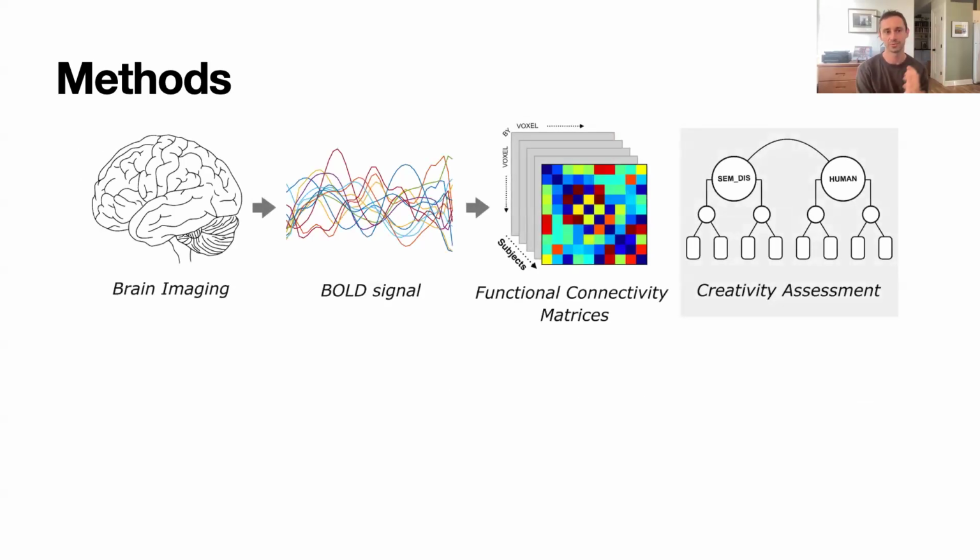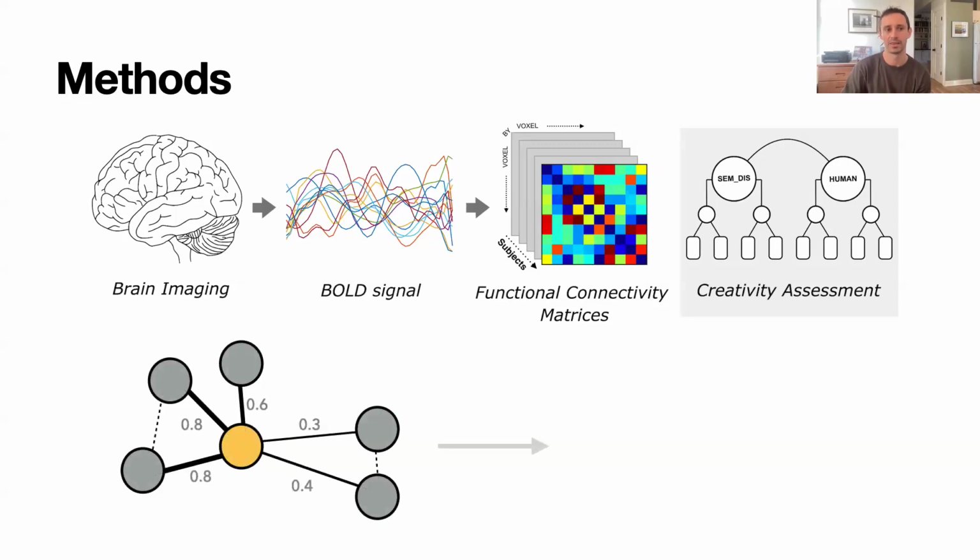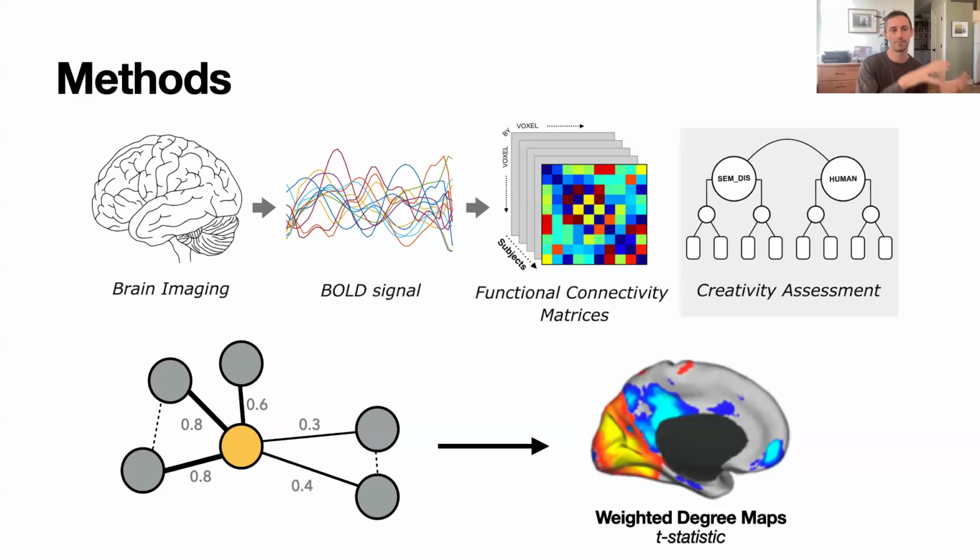To summarize these methods again, participants come in and undergo resting state functional connectivity, from which we build these matrices. We assess creative ability, both using semantic distance and human ratings of creativity. Then from these weighted degree networks, we compute statistics for how the weighted degree of individual voxels tracks with performance measured via semantic distance or human ratings of creativity.